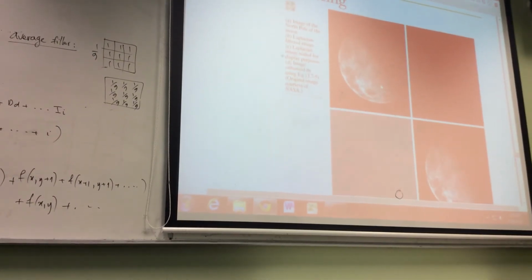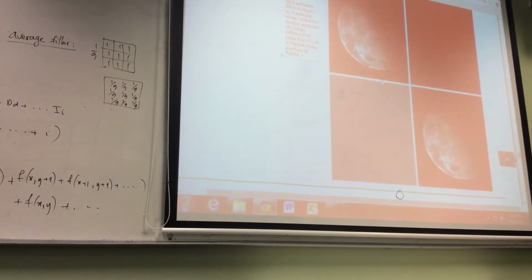It should be better with this one. This is the moon. Yesterday. If you can see the difference between this and this. This one is the one from yesterday, and this one is using Laplacian masks.